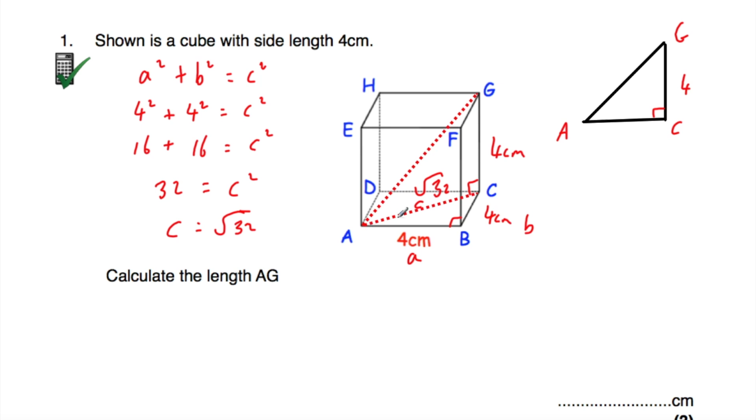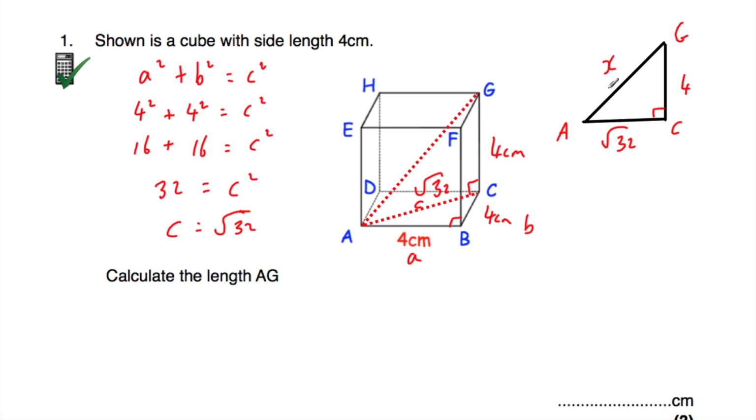We've just worked out the length of AC, the length of that diagonal of the base of the cube. That's equal to root 32. You could, as I said, write it as 4 root 2, or even as a decimal number as 5.6568 and so on. But I tend to just keep it like that, and you'll see why in a second. And I'm just going to let AG be equal to x. So the hypotenuse of that triangle is equal to x.